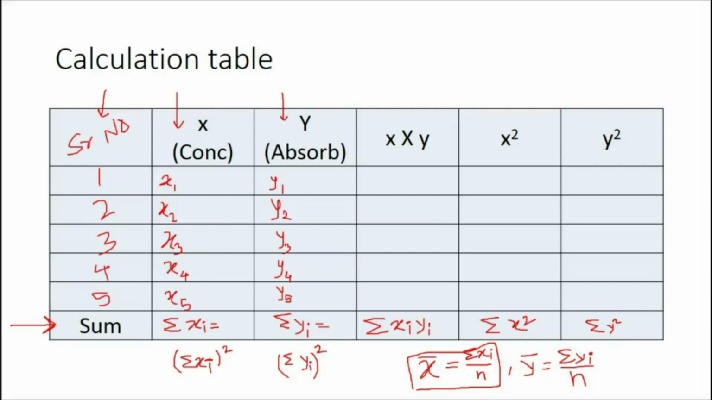Excellent. Value of n will be 5. Somewhere in your rough journal, please write down, you will not consider reading for blank and reading for your sample in this calculation.